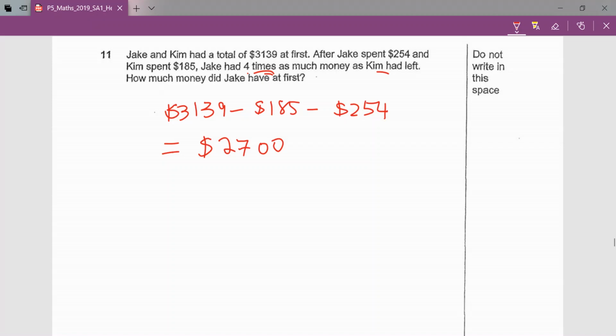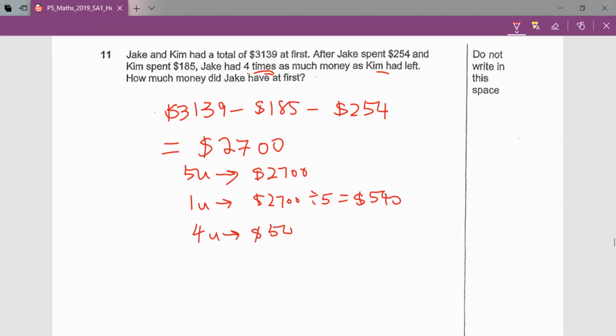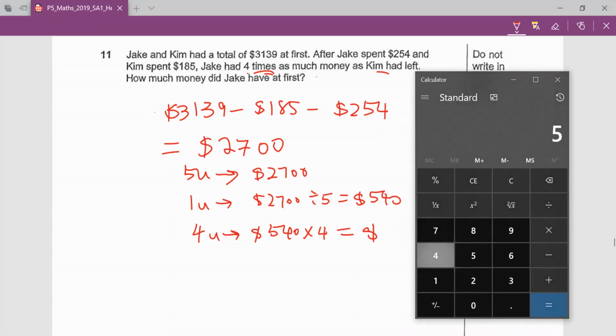Jake had 4 times as much as Kim had left, which means Jake is 4 units, Kim is 1 unit. So 5 units left is 2700. 1 unit would be 2700 divided by 5. That would be 540. So Jake is 4 units, right? 540 times 4.